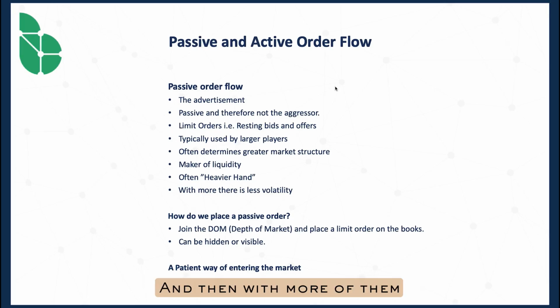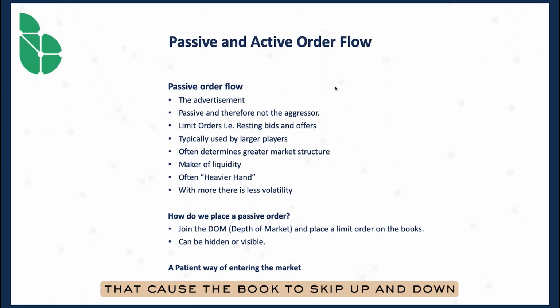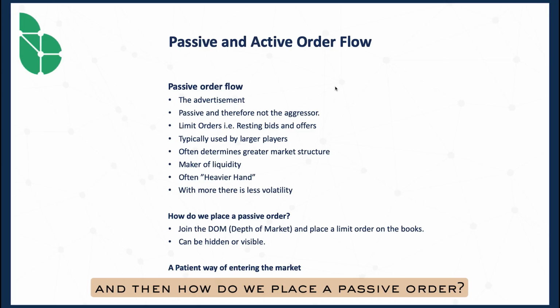With more passive order flow, or more advertisements for bids and offers, we have less volatility often. When there is lower liquidity, meaning there are fewer options or advertisements for getting in, whether bids or offers, there's an increase in volatility, because when you have those market executions, they cause the book to skip up and down. And then how do we place a passive order?